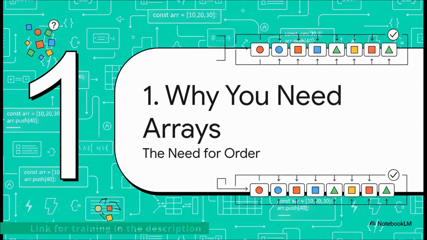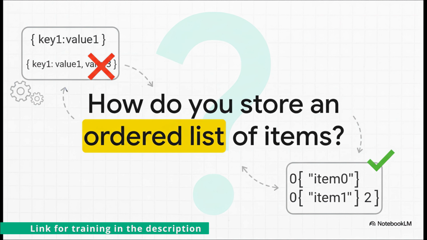Why do we even have arrays in the first place? What's the core problem they're built to solve? Think about it this way. How would you store something like a shopping list, or maybe a line of users waiting to get into a website? The keyword there is ordered. You need a first thing, a second thing, a third thing.